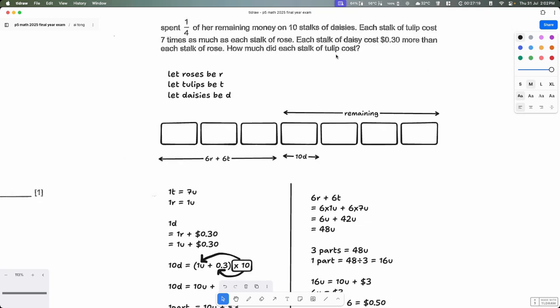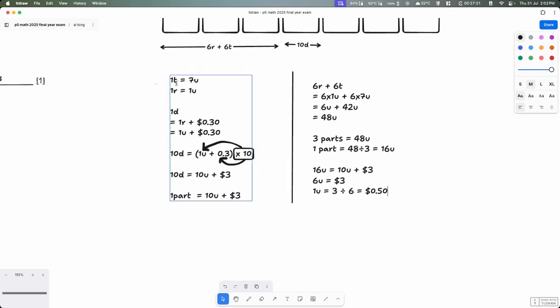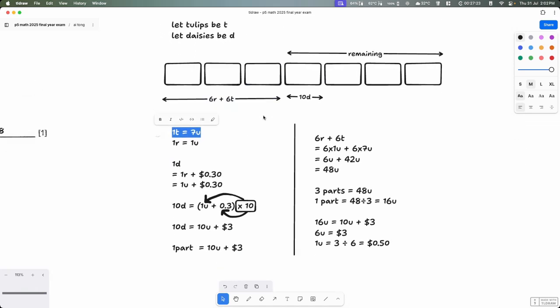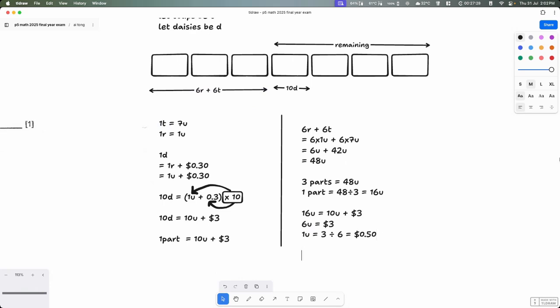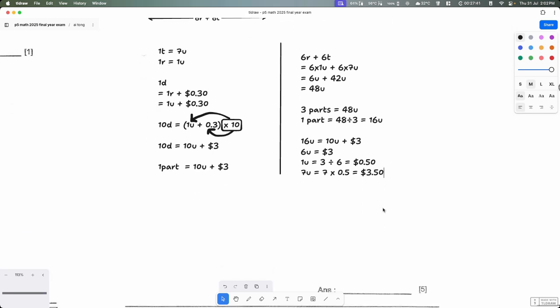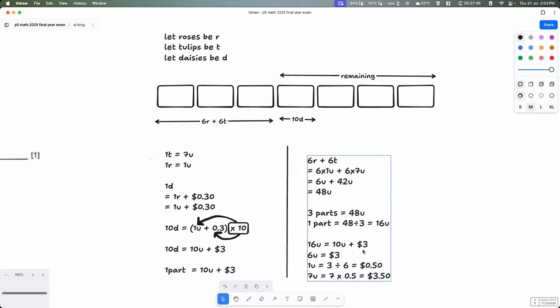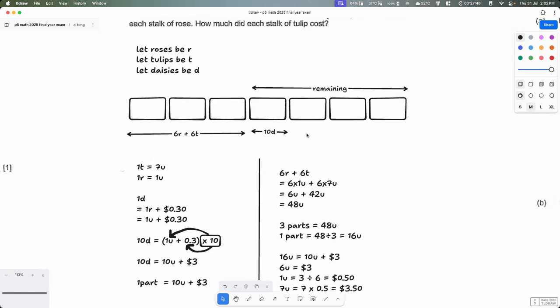Now we know that 1 unit is 0.5. Now we want to know what the tulip costs. We know the tulip over here is 7 units, so 7 units is equal to 7 times 0.5, and this will become $3.50. So the answer to this is $3.50. A lot of steps, right? But yeah, this is how we do it. I'm just going to put here 1 part, so it's easier.